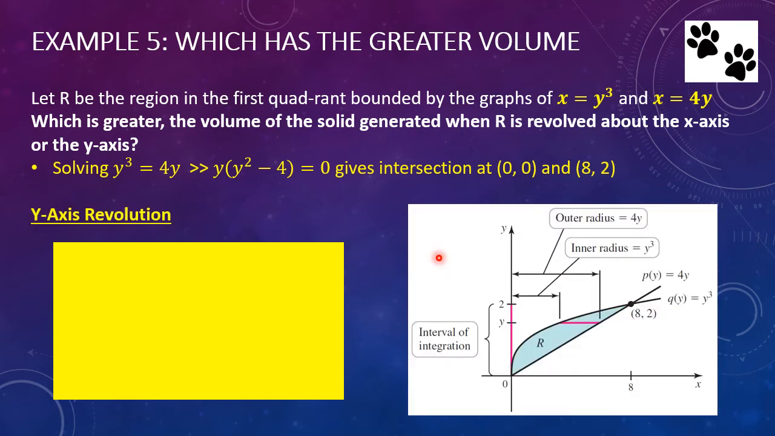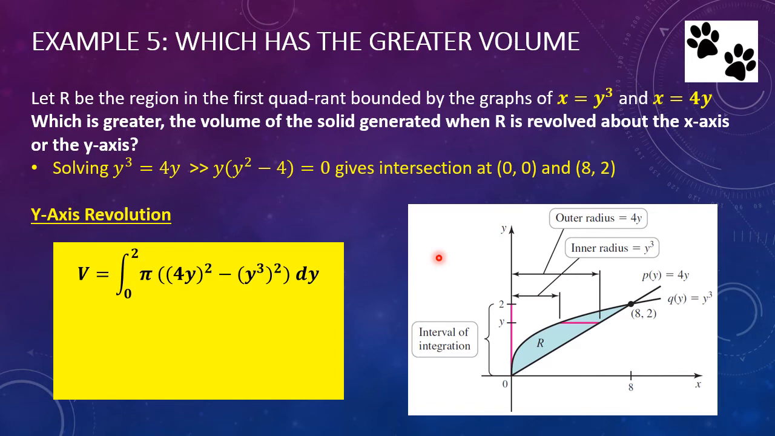So let's first look at the y-axis revolution, since we have the equations defined in terms of x equals y cubed, etc., and x equals 4y. So our outer function is going to be y cubed minus the inner function, which is 4y, and the y values that we're going to integrate on are going to be between 0 and 2. So of course we have pi outer radius squared, 4y squared, minus inner radius, y cubed.